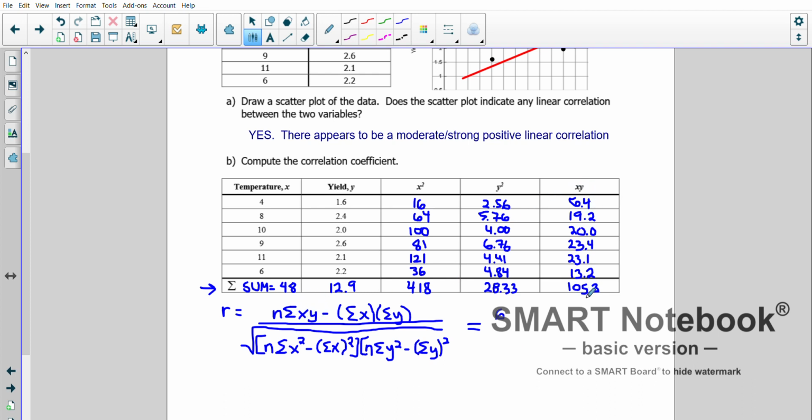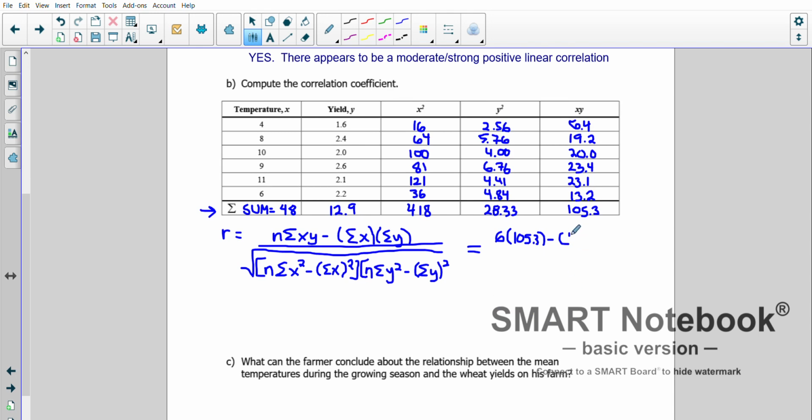I multiplied all the x, y's together. There's the sum. So it's going to be 6 times 105.3. Then it's minus the sum of x times the sum of y. Well, here's the sum of x. Let me move this up so we don't have that watermark there. It's going to be 48 times the sum of y, which is 12.9. So that'll be your numerator.